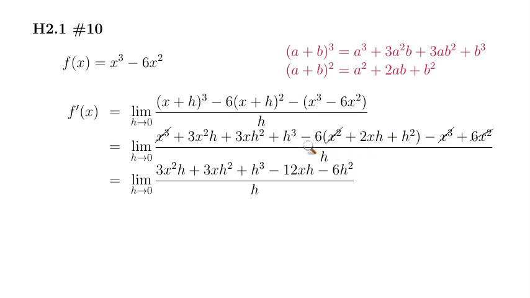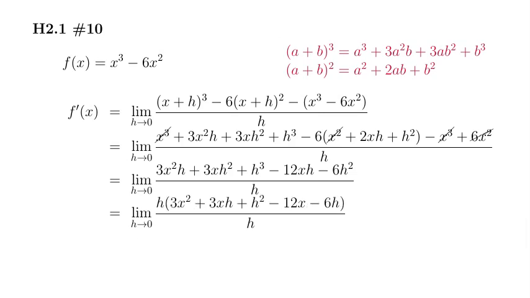And here I actually distributed -6 to 2xh, so you're going to get -12xh. Then -6 to x squared, so you have -6x squared, right? And if you look at the numerator, you can see that every single one of them has at least the h in it. So I'm going to pull out the h from the numerator. Go ahead and do that.